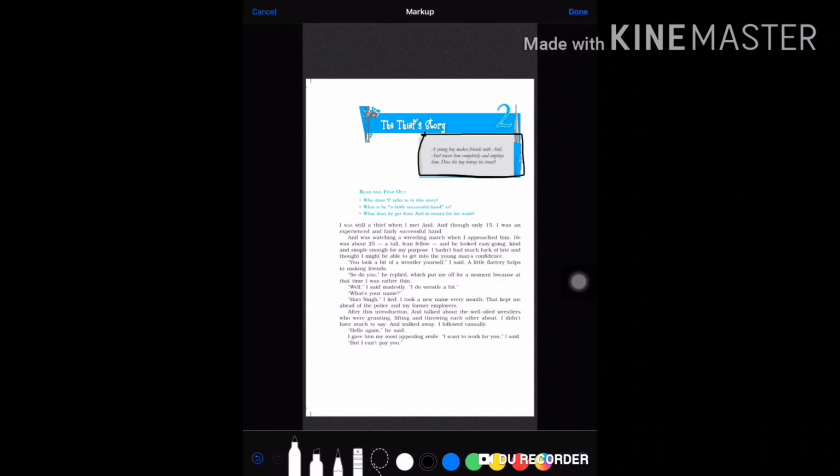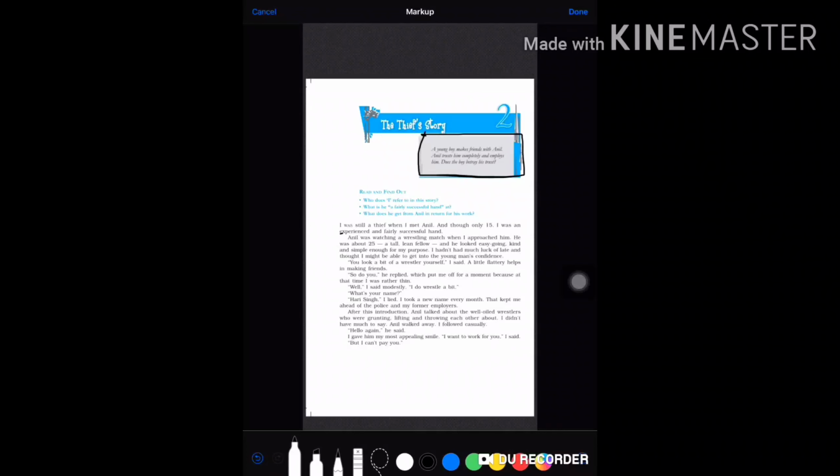What is he a fairly successful hand at? Means he is expert at something. What is that particular thing? What does he get from Anil in return for his work? Right? These three questions we are to answer later on. I'm starting reading. I was still a thief when I met Anil. And though only 15, I was an experienced and fairly successful hand.